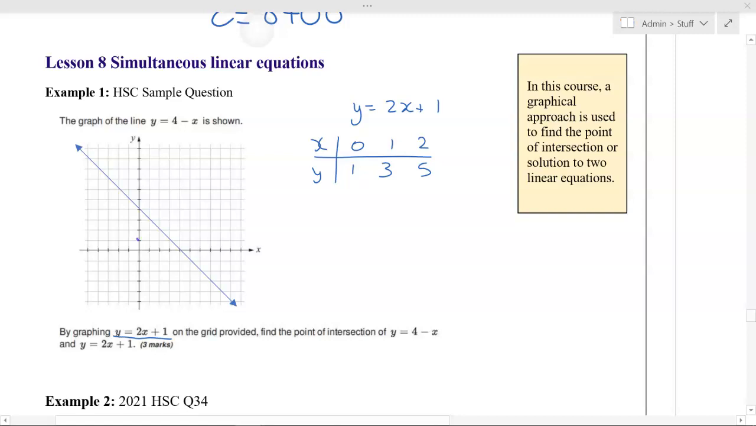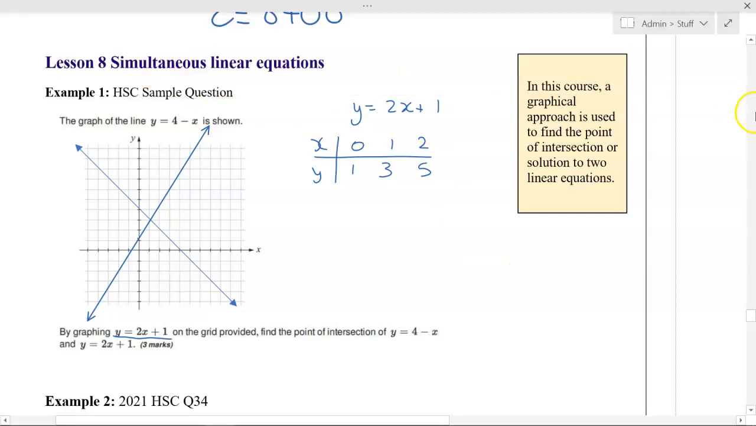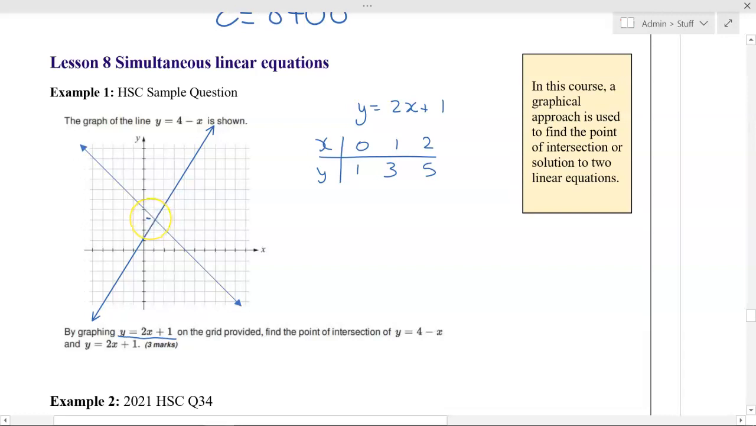So I'll get you to do that for me. It'll be more accurate on your graph paper than my screen, that's for sure. Now all I need to do is look at where those two lines meet. And as I said, mine's a bit dodgy. It's at 1, 3, so you can double check that one. And so then I'll just write the solution down the bottom. X equals 1, y equals 3.